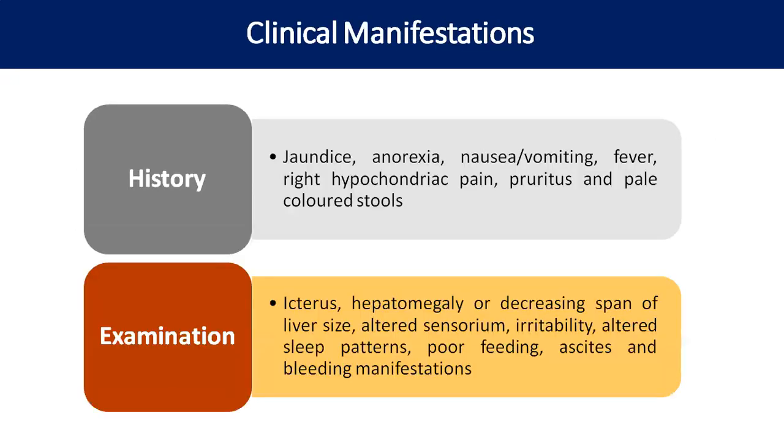What are the clinical manifestations of any patient having liver dysfunction? In history, one needs to look for jaundice, anorexia, nausea, vomiting, fever, right hypochondriac pain, pruritus, or pale colored stool. And one should look for icterus, hepatomegaly, or decreasing span of liver size, altered sensorium, irritability, altered sleep pattern, poor feeding, ascites, and bleeding manifestations. These are the signs of liver failure.